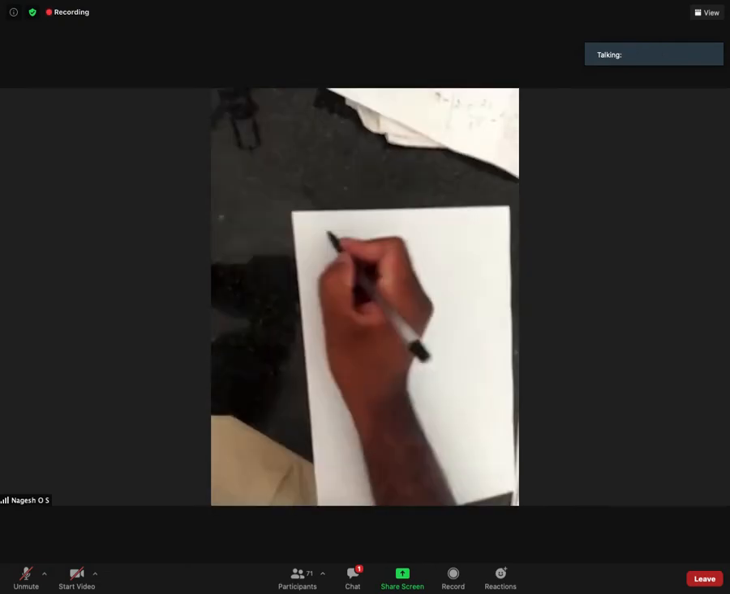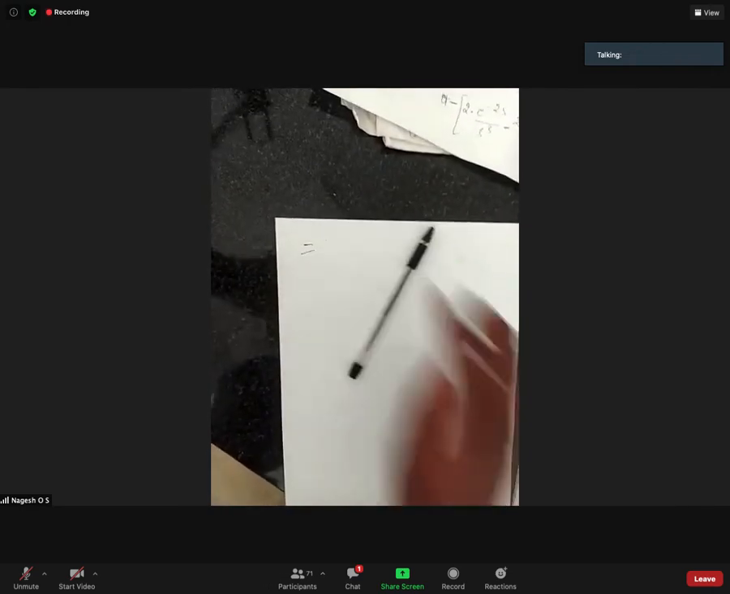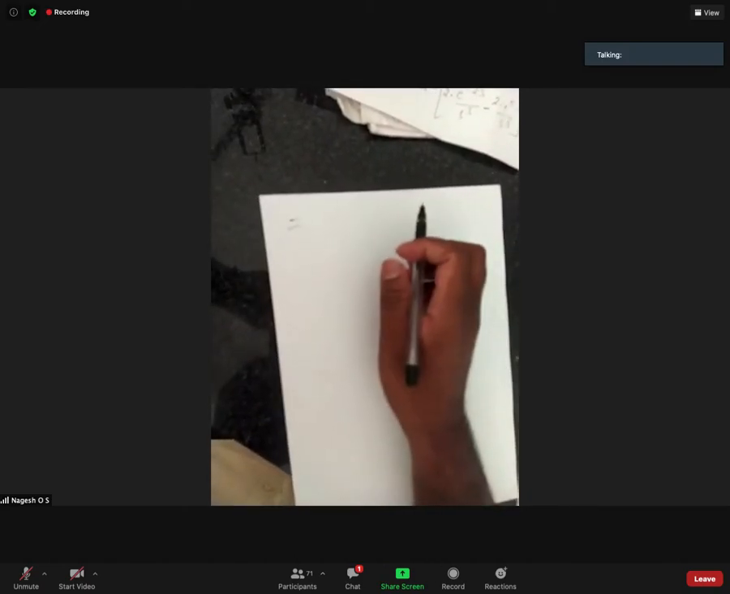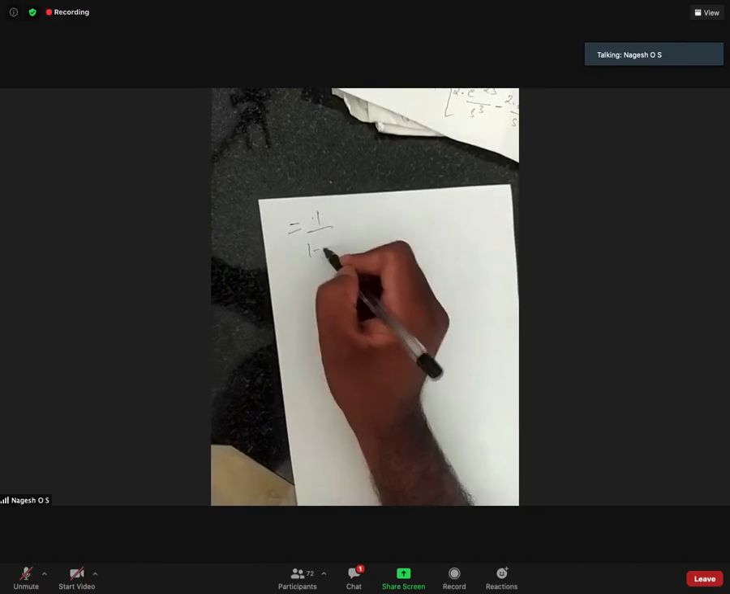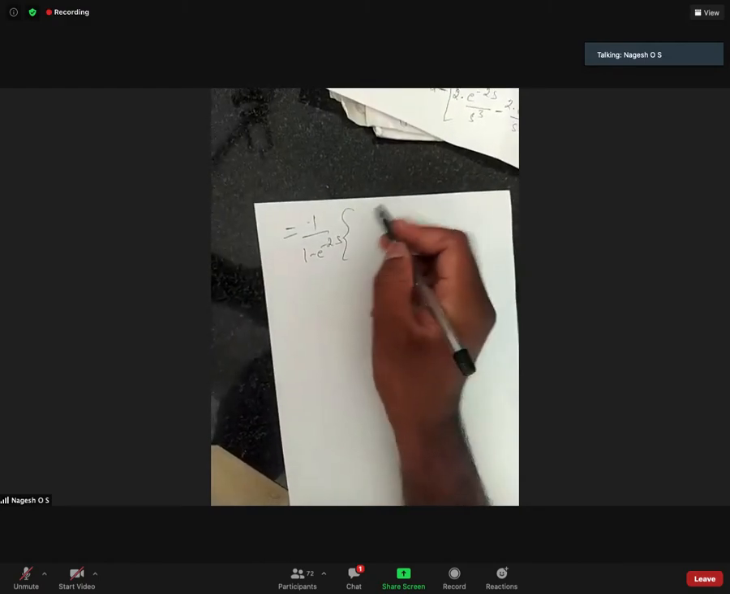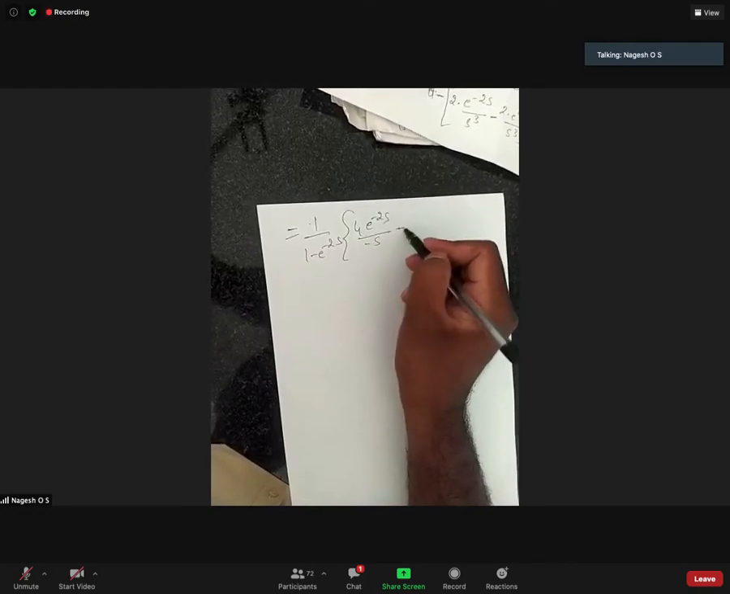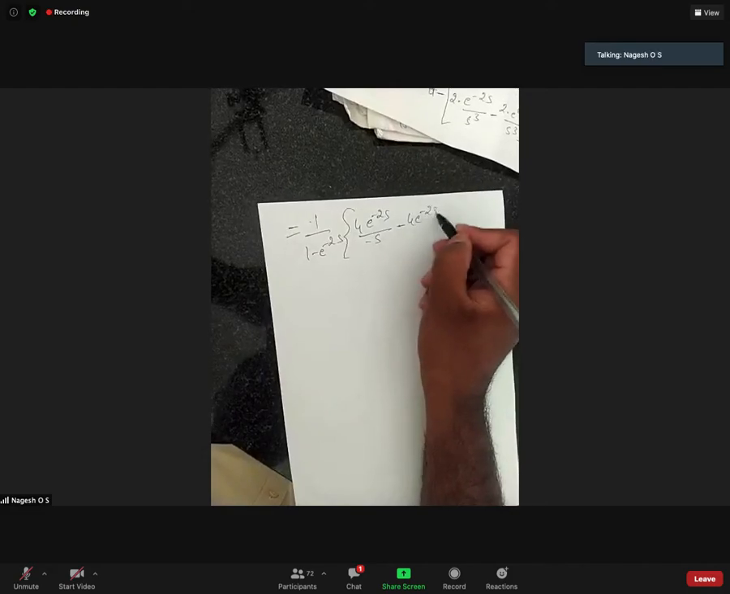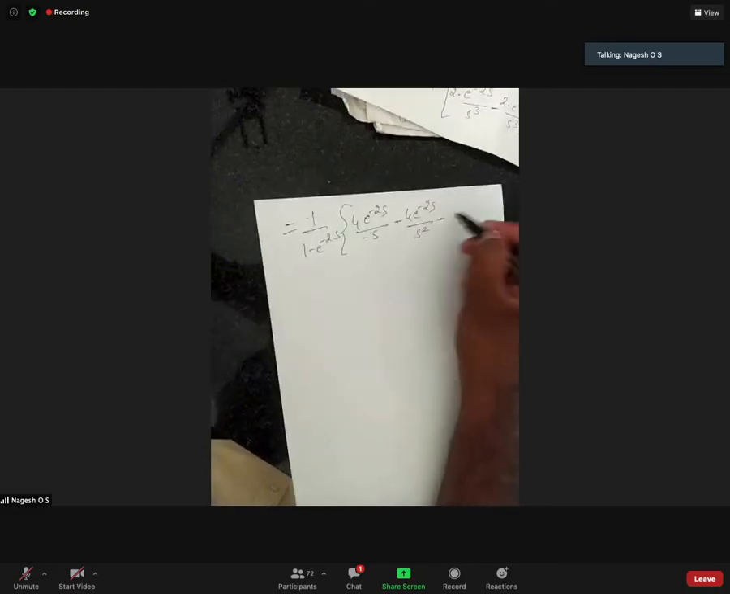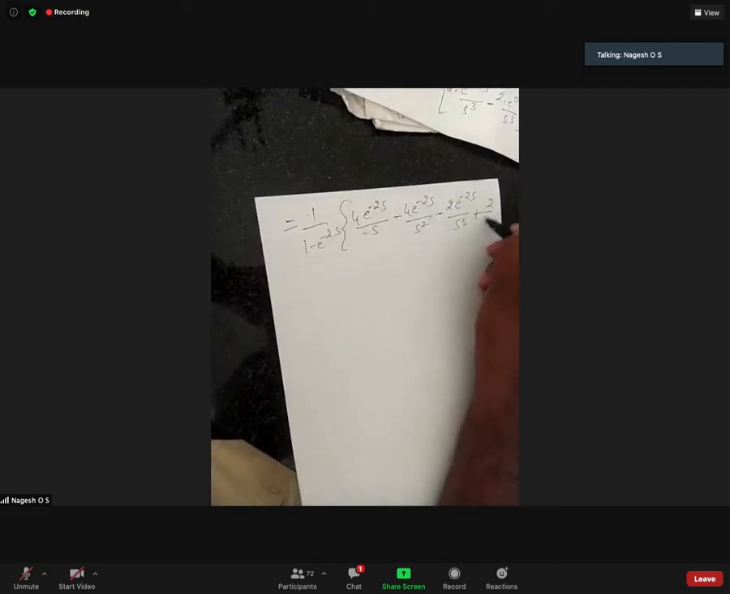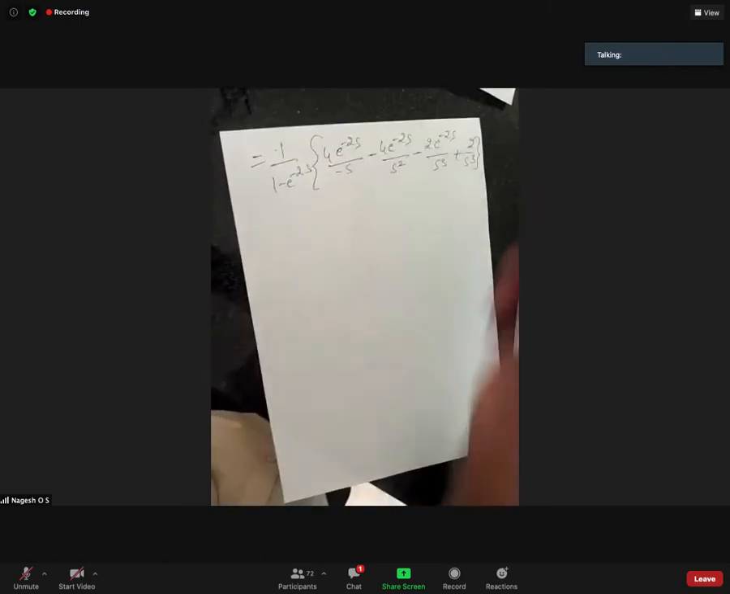Next, after this, this is equal to 1 by 1 minus e power minus 2s, 4 e power minus 2s by minus s, minus 4 e power minus 2s by s square, minus 2 e power minus 2s by s cube plus 2 by s cube. Correct?